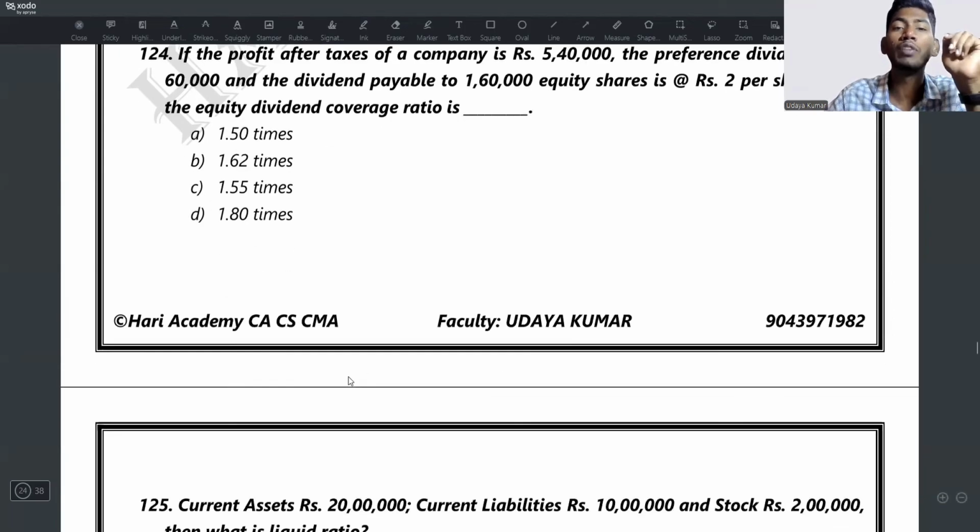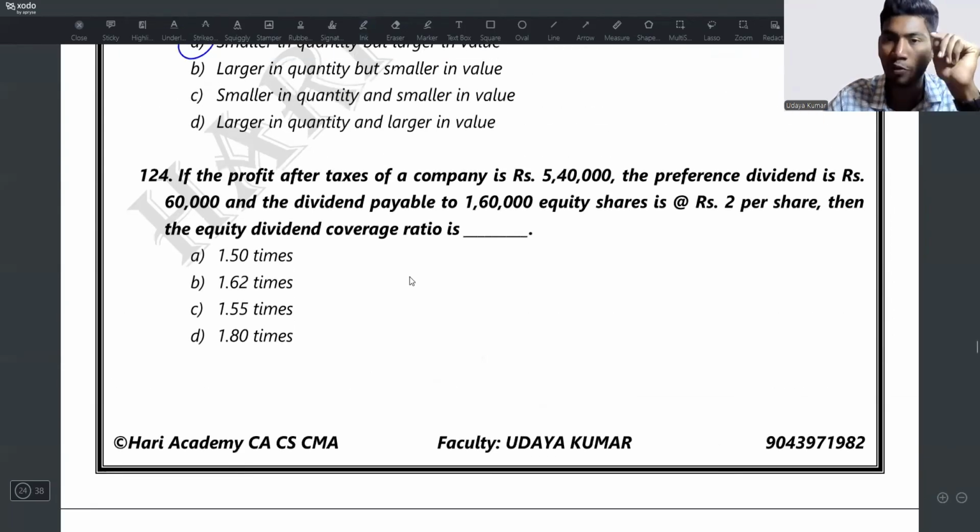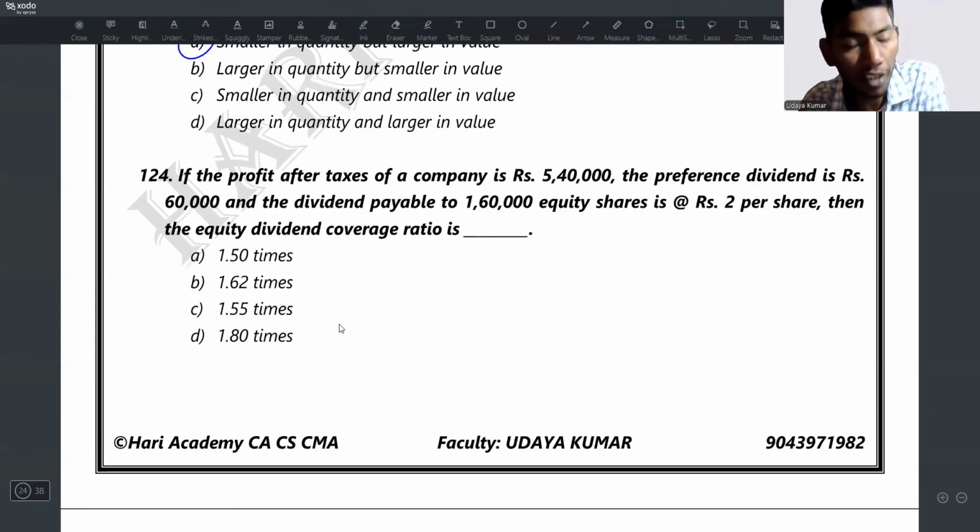Moving to question number 124. If the profit after taxes of a company is rupees 5,40,000, the preference dividend is rupees 60,000 and the dividend payable to 1,60,000 equity shares is rupees 2 per share, what is the value of the equity dividend coverage ratio? It's one of the quite easiest ones.